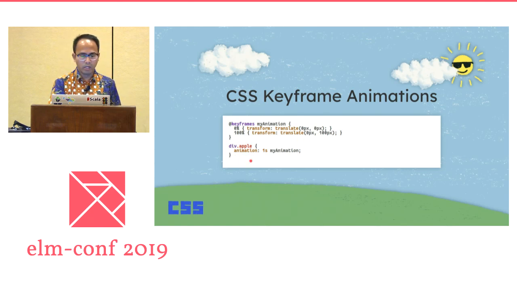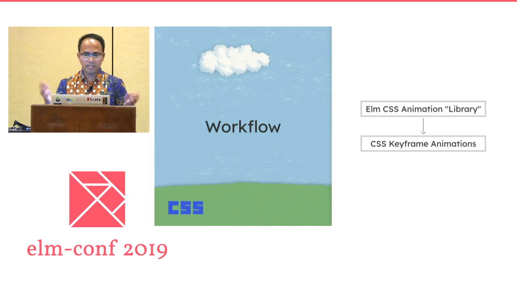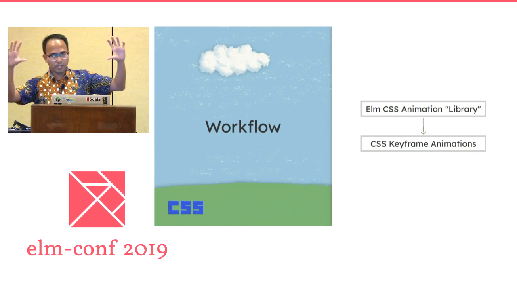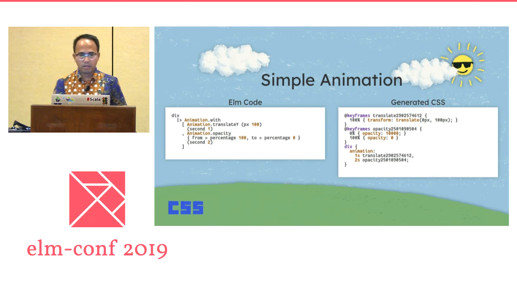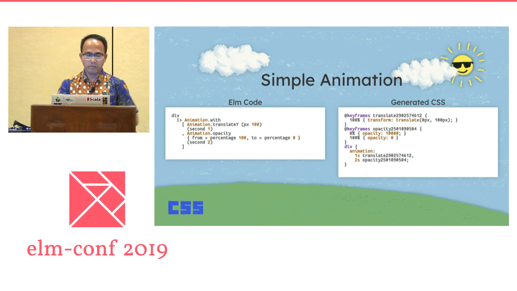And then we're going to apply this keyframe animation to a DOM element. So in this case, we're going to apply it to a div with a class of apple. We want to run it for 1 second. So my idea of this CSS animation library is that you write this, you use this library, and then it will produce a keyframe animation for us. But I want to introduce a different API so that we're not just writing a CSS keyframe animation.